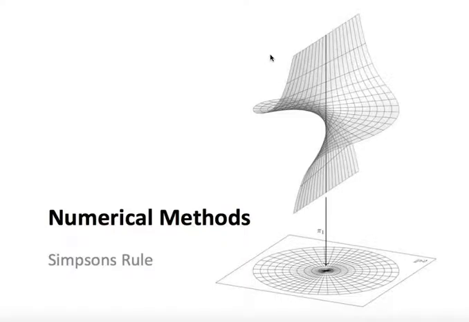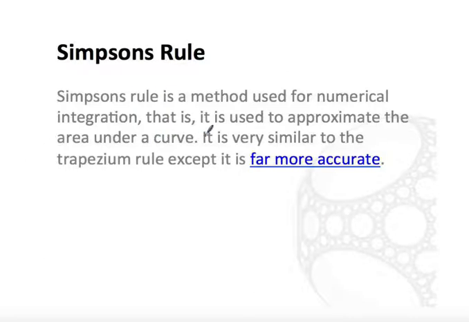This lesson is on numerical methods and the Simpson rule. Simpson's rule is a method used for numerical integration. That is, it's used to approximate the area under a curve. It is very similar to the trapezium rule, except it's far more accurate.